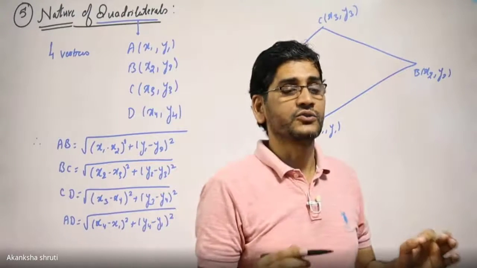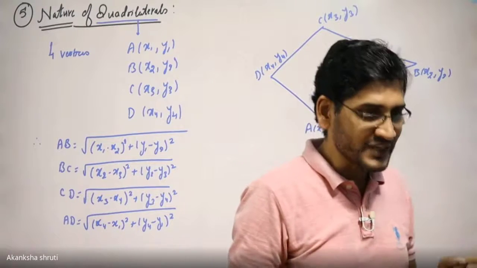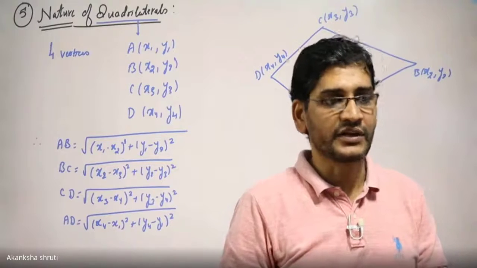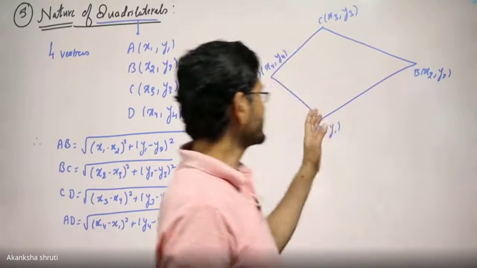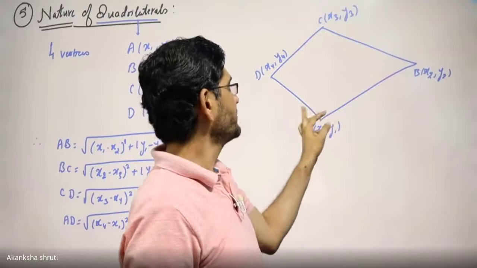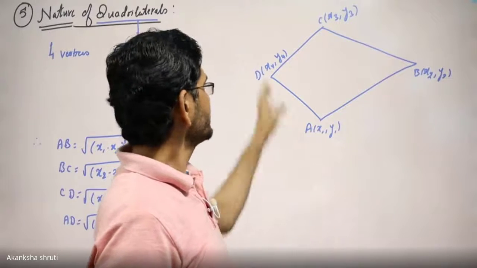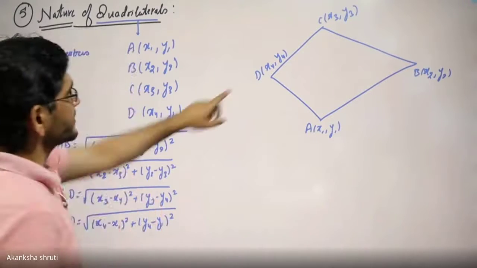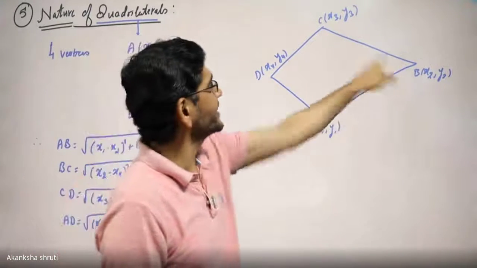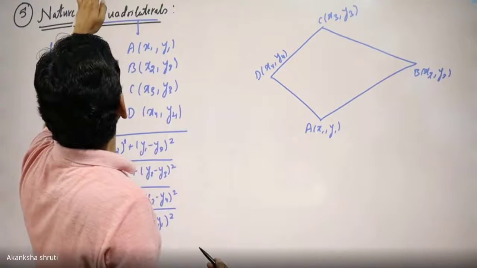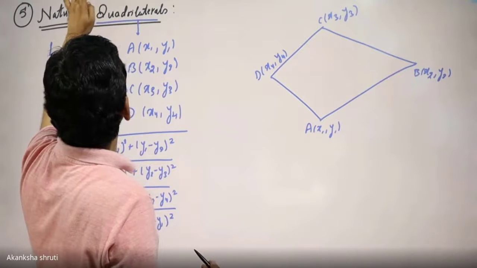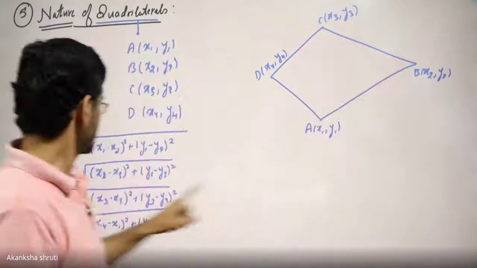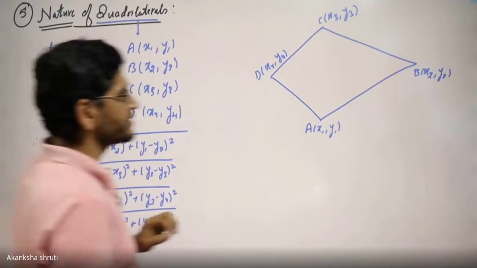In addition to this, the quadrilateral is specified by its diagonals. That is another important thing. Also by the angle between two sides. Students, but angle calculation at your level is not required. Quadrilateral is specified by its diagonals in addition to its side lengths. Here, knowing the 4 vertices, the 4 side lengths can be calculated.